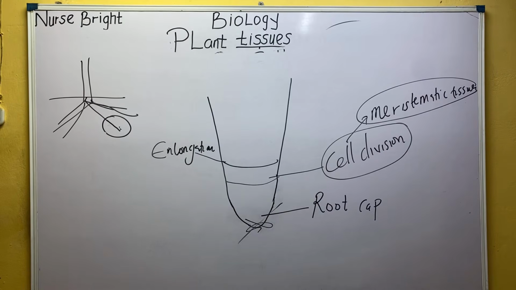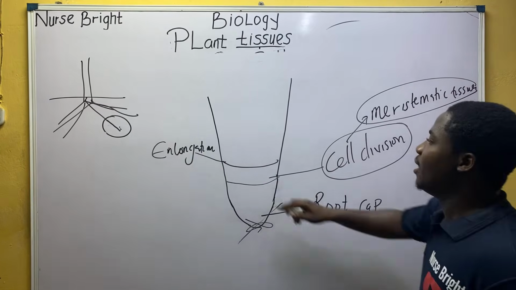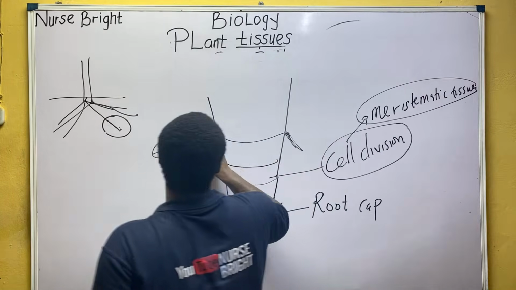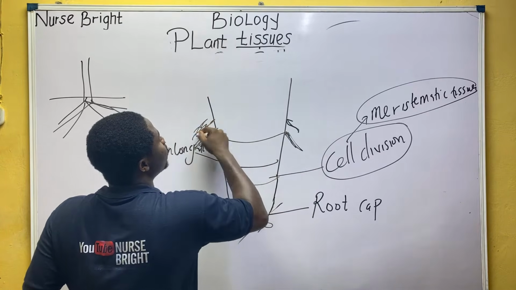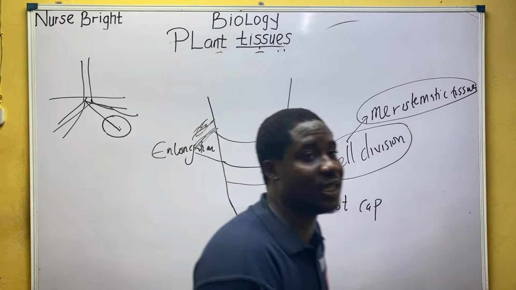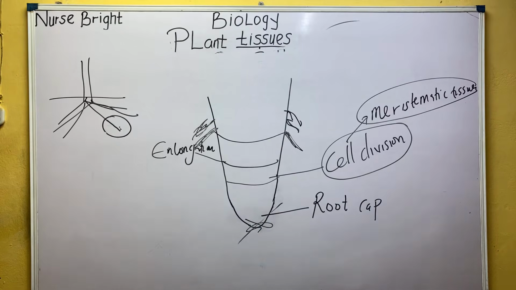After that, we have the region of maturation, where the root hairs appear and the tissues differentiate. That one they call the maturation zone, where the root hairs will now appear in the root. Do you understand what I'm saying? This is also where maturation starts happening, where the roots start getting very mature. Do you get what I'm saying? So that is for that. Everybody, very, very important.